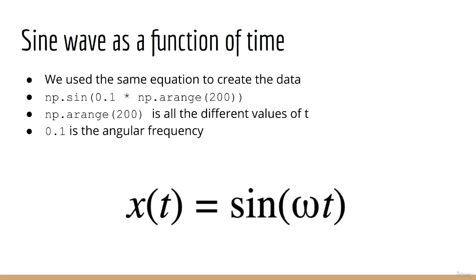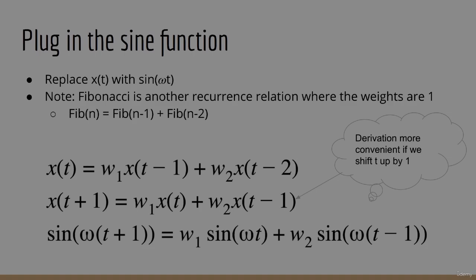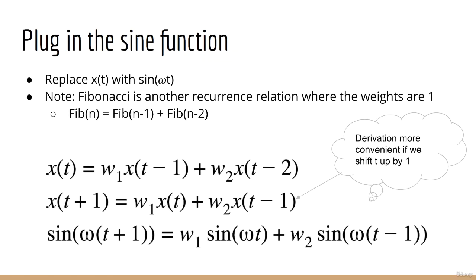Now, if you recall, we actually did something very similar to this when we created the data. We said a series is equal to np.sin of 0.1 times np.arange of 200. So np.arange of 200 represents all the time points, and 0.1 was the angular frequency. Surprisingly, this is all we need to show that our AR2 model can learn a sine wave.